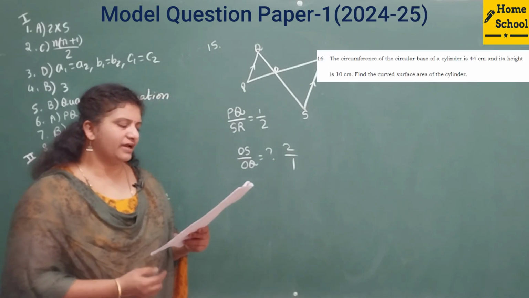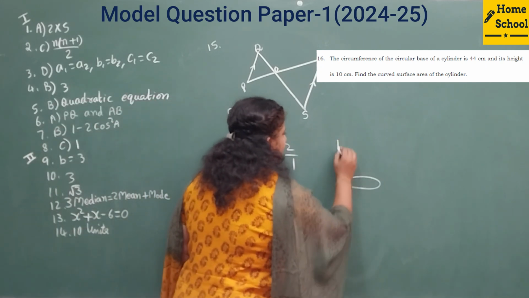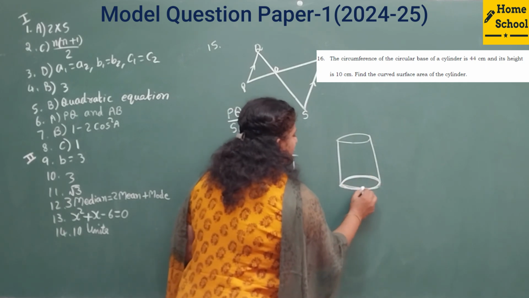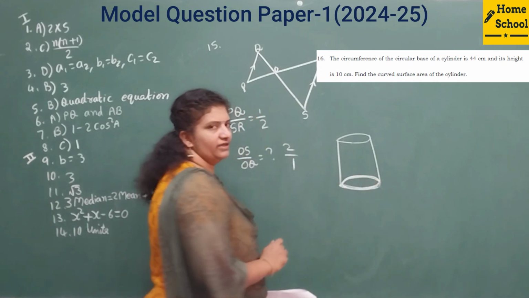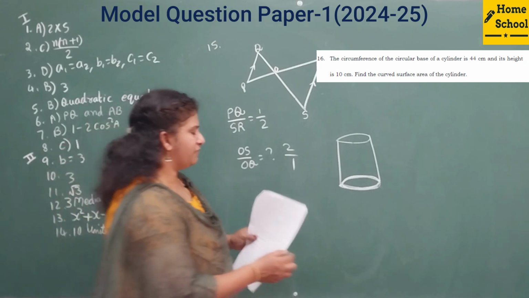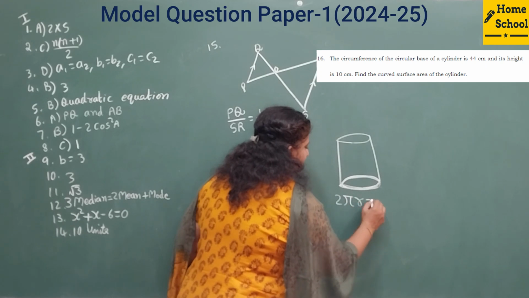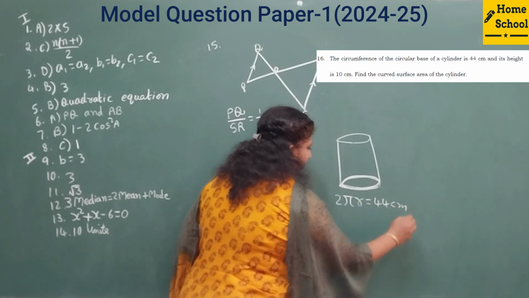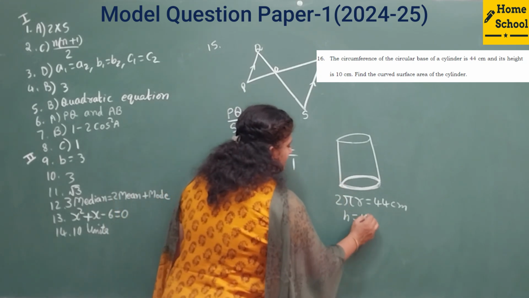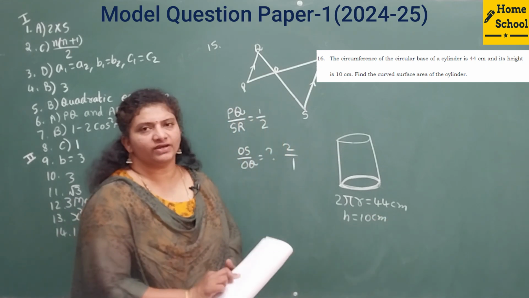16th one, the circumference of the circular base of a cylinder. Imagine a cylinder. The circumference of which shape is it? Circular shape, right? Circumference of the circular base of a cylinder is 44 centimeter. What is circumference of a circle? 2 pi r is equal to 44 centimeter. And its height is 10 centimeter. Find the curved surface area of the cylinder.